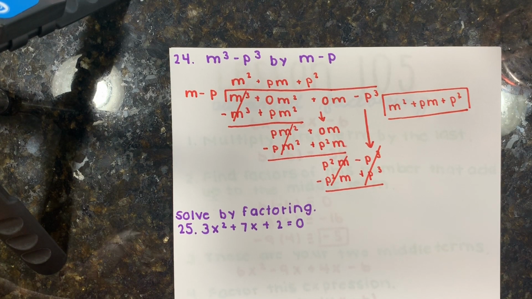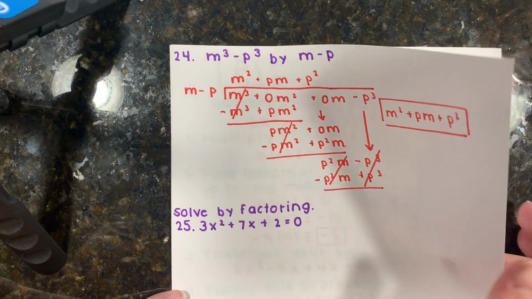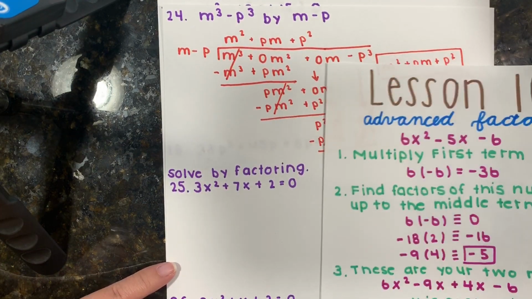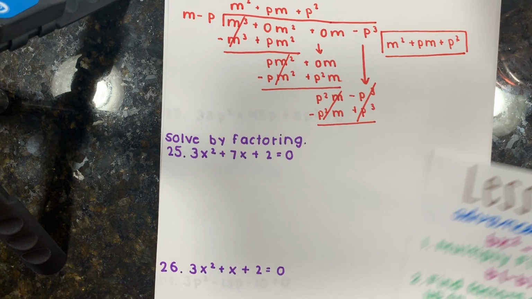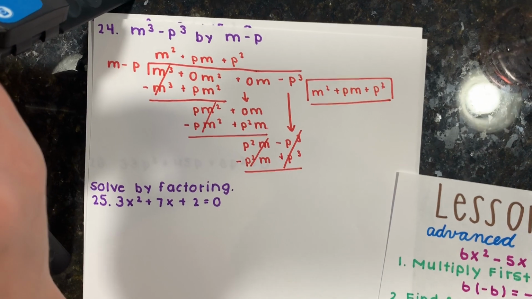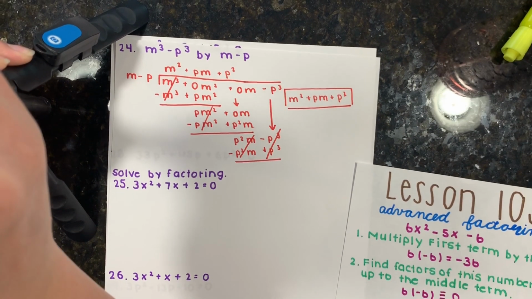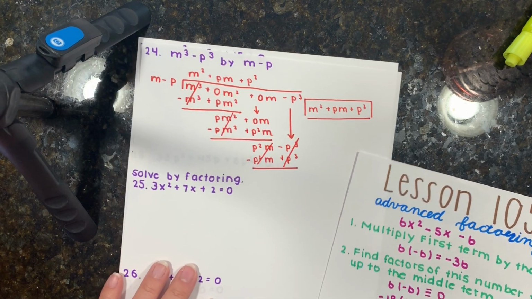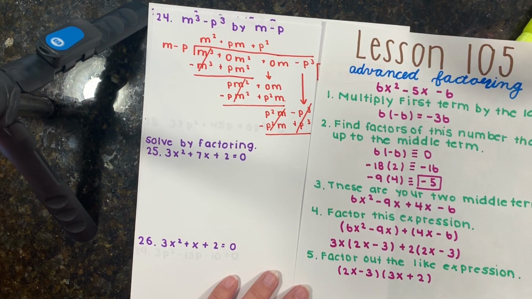The next ones are going to be all about factoring, and we actually learned this in lesson 105, and there's 5 steps that we have to follow. So I'm going to take those steps out so that you're able to hopefully follow along with those steps. There's 5 of them, so it is a pretty long problem, so make sure that you're following along.